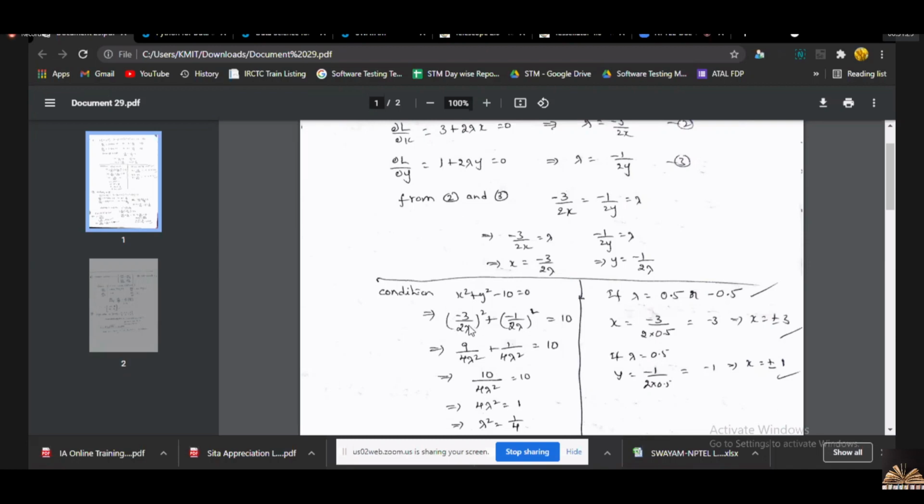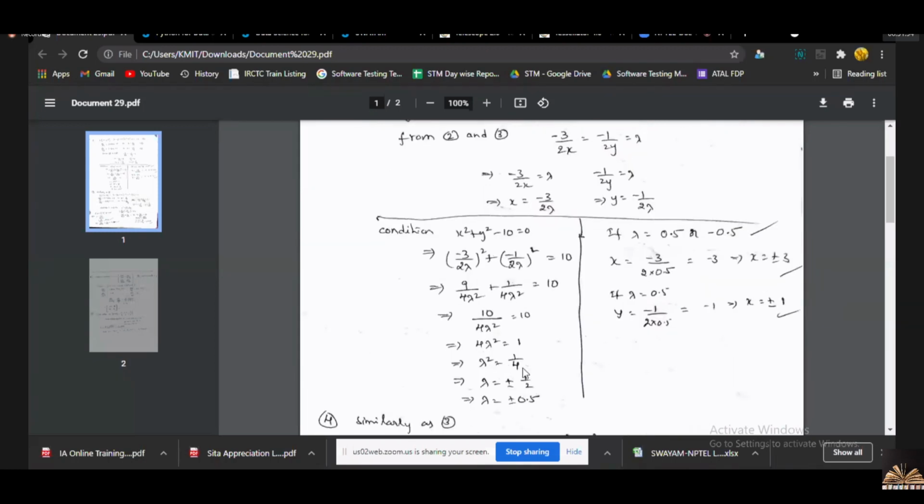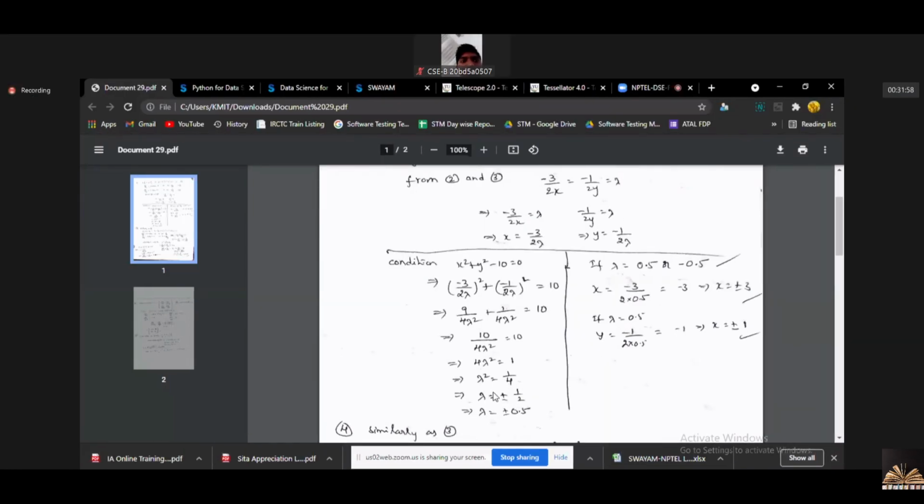Now upon squaring, what we will get? 9 by 4 lambda square plus 1 by 4 lambda square. Since this is a whole square, it becomes positive. So we get 10 by 4 lambda square equal to 10. So 4 lambda square equal to 10 divided by 10, that becomes 1, so lambda square equal to 1 by 4. Lambda square equal to 1 by 4 means we take the square root of it.